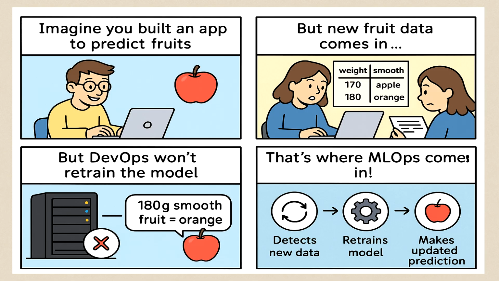So what I need is MLOps to retrain the model whenever new fruit data comes in. Here the twist is that it was not the application or the code that changed, it was the data. New fruit data has come in, but the model has not learned from it. That's why we need MLOps to automatically retrain the model and keep predictions accurate as the data evolves.